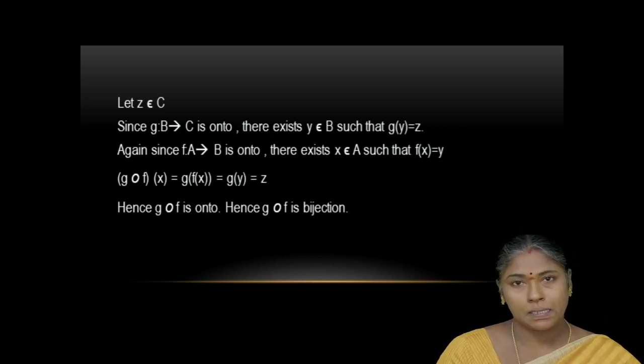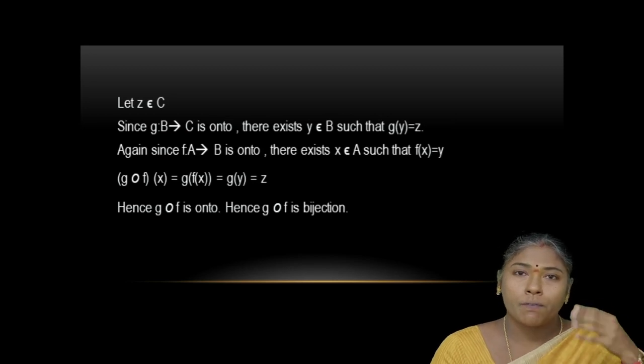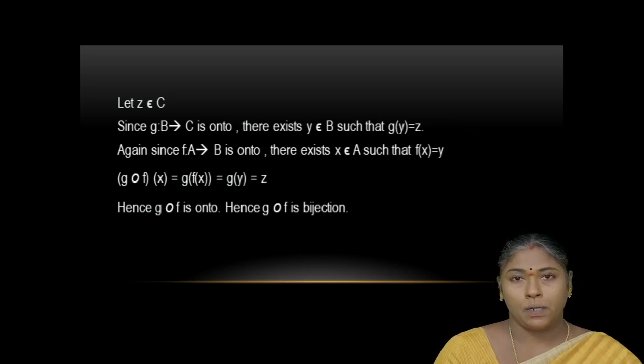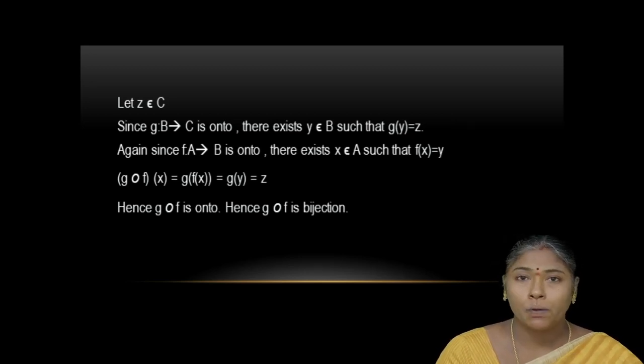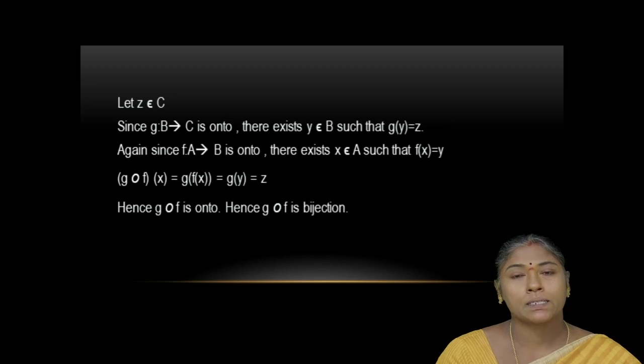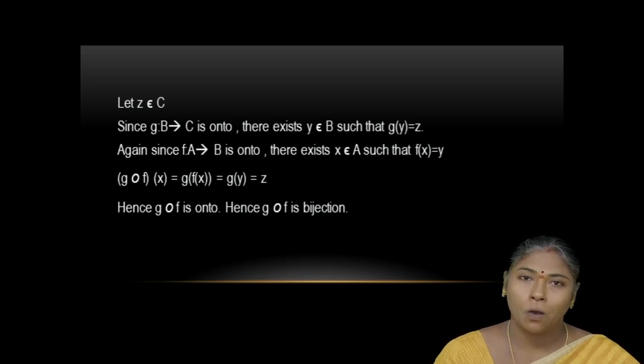So g circle f of x தான் கன்சிடர் பண்ணனும். g circle f of x is equal to, just remove the circle, g of f of x which is equal to g of y. ஏனா f of x ஓட வேல்யூ என்னது? y. அப்ப g of y னு மாறிரும். But g of y என்ன டிஃபைன் பண்ணிருக்கோம்? z. So g of y is equal to z. So finally you get g circle f of x equal to g of y which is equal to z. Hence g circle f is onto. So g circle f is both 1-1 and onto.